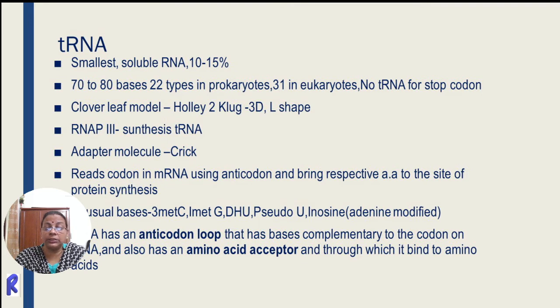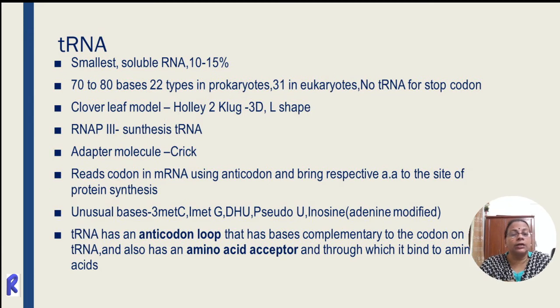rRNA is the major component of the ribosome, so proportion-wise rRNA is very high, and it acts as a structural and catalytic molecule. The second is mRNA, messenger RNA, of which approximately 15% of the total RNA comes under mRNA. And only 5% acts as the structural component for the formation of tRNA, transfer RNA. So it is also soluble, and it consists of only 10 to 15% of the total RNA production.